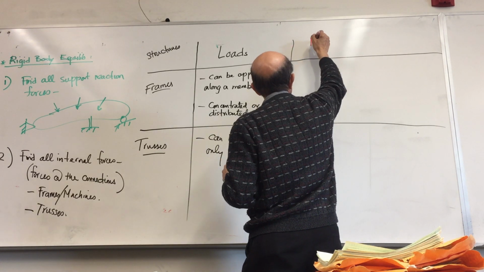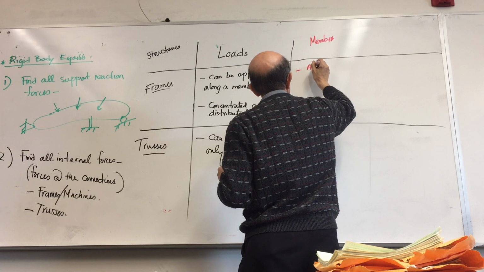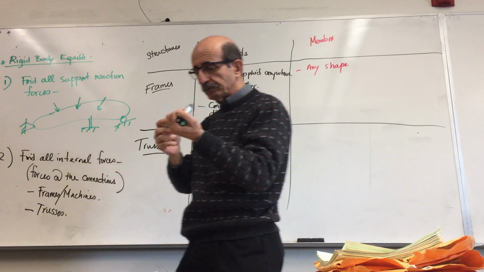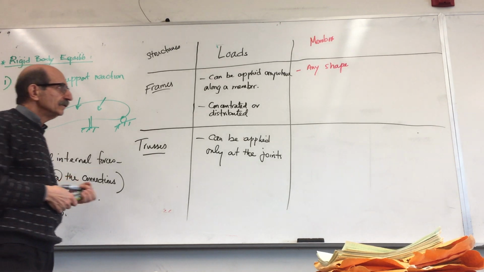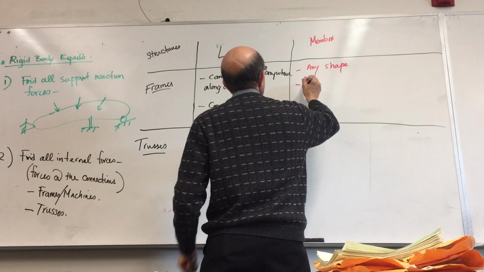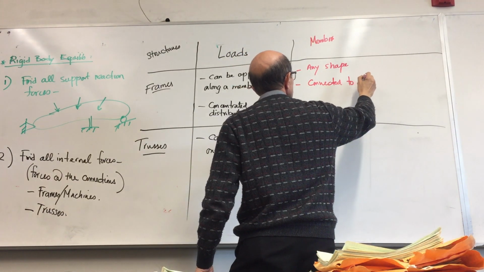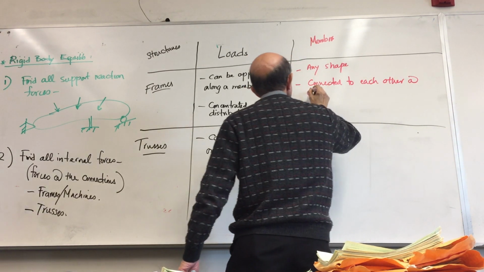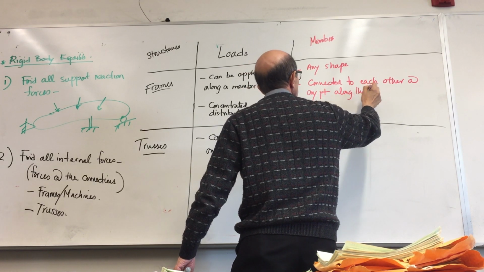Then it comes to the members. Okay. First of all, members can be of any shape. Straight members, crooked members, circular members, you name it. A pulley, anything. Okay. Second, members are connected to each other at any point along the member.